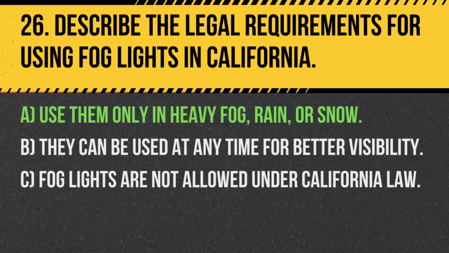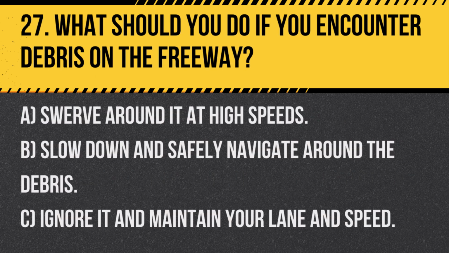Fog lights are specifically designed for low visibility conditions and should only be used to improve visibility during such conditions. Question 27. What should you do if you encounter debris on the freeway? A. Swerve around it at high speeds. B. Slow down and safely navigate around the debris. C. Ignore it and maintain your lane and speed.